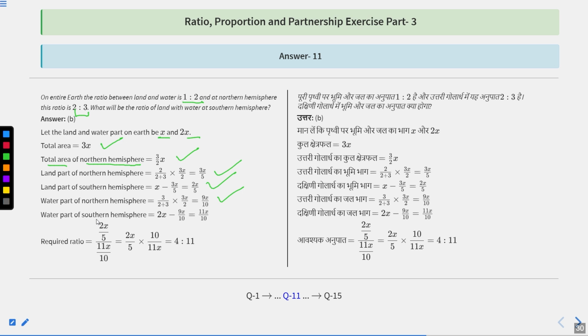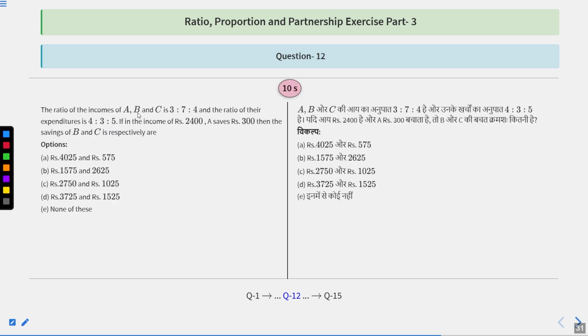So for the water part in the southern hemisphere, total water is given as 2x. So we subtract 2x minus 9x/10, which is 11x/10. So the ratio of land and water in the southern hemisphere becomes 2x/5, which is the land part, and 11x/10, which is the water part. When we solve it, we get 4:11. Clear?